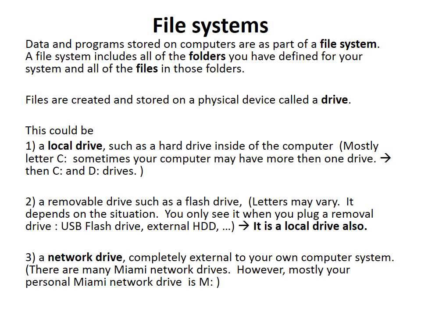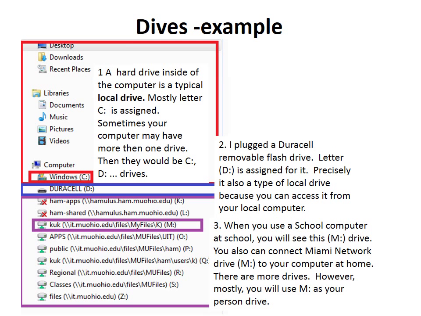Computers have a hard disk drive or solid-state drive inside the computer case. They are local drives. Normally, letter C is assigned for the first local drive. A removable drive like a USB flash drive or external hard disk drive is also considered a local drive. A network drive is completely external to your own computer system. We will connect your portion of Miami network drive M to your computer via Cisco VPN. VPN stands for Virtual Private Network. VPN will provide security between the Miami network and your computer so that you may use the Miami network at home. These are examples of drives.